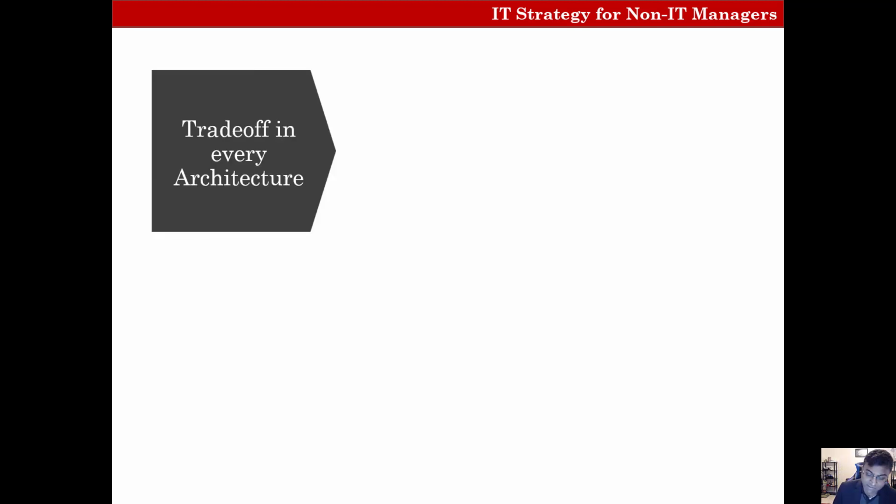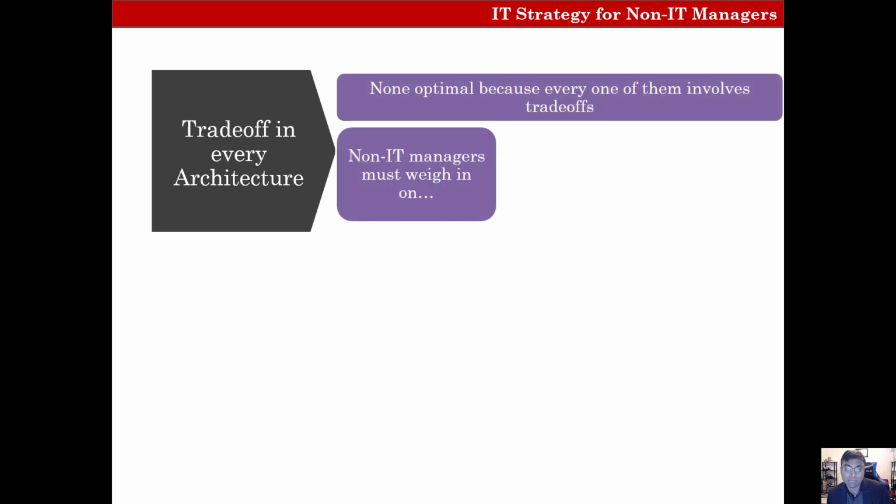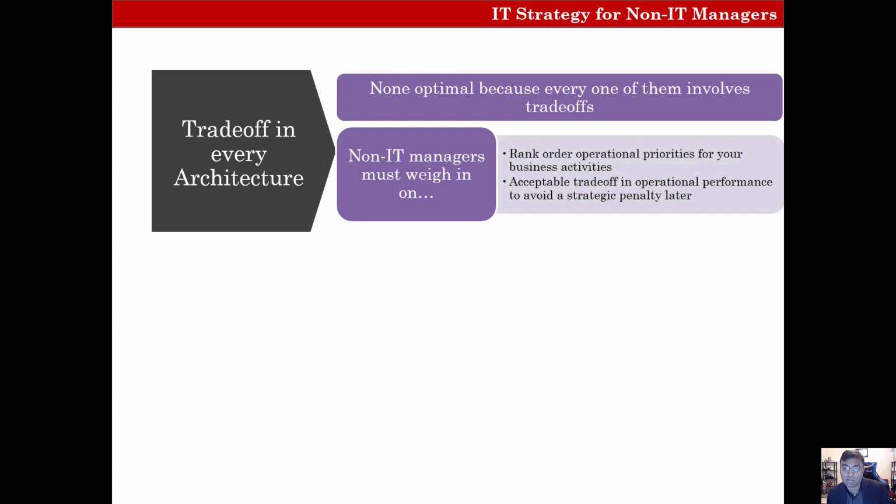So there are trade-offs in every architecture. No single architecture is optimal because every one of them has some benefits and some disadvantages. Non-IT managers must weigh in on how to rank the operational priorities for their business activities, and then decide what acceptable trade-offs in operational performance are, to avoid a strategic penalty later.